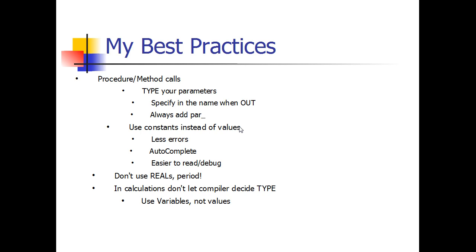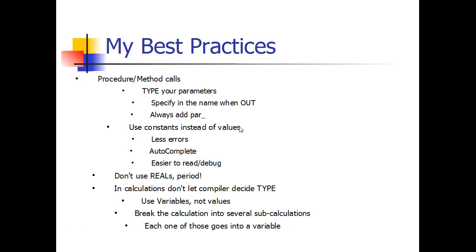The same way, you break your big calculation into several sub-calculations, and each result of this calculation you put in a variable of the type that you deem is the good type. And after that, you do the calculation on this variable. This way, you will know exactly what is going on, you will have exactly the result that you want, and you won't have any problem.